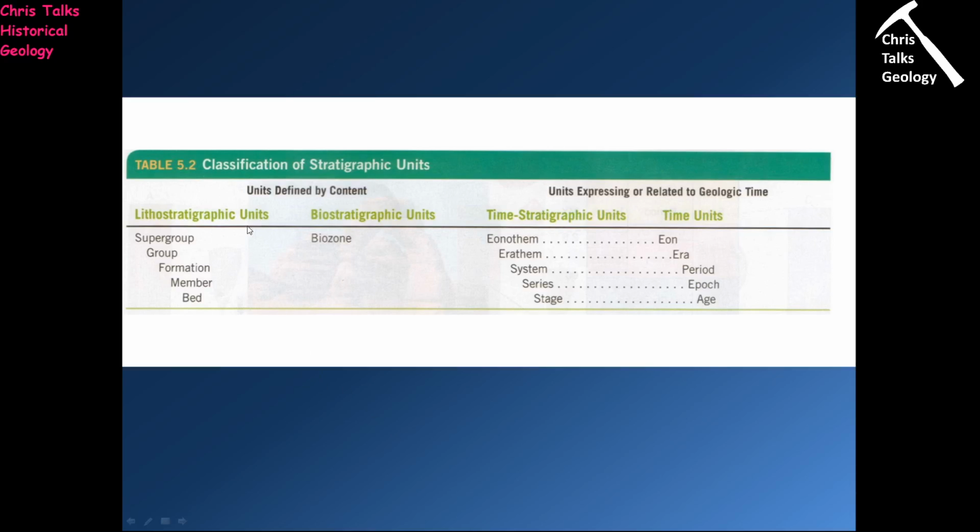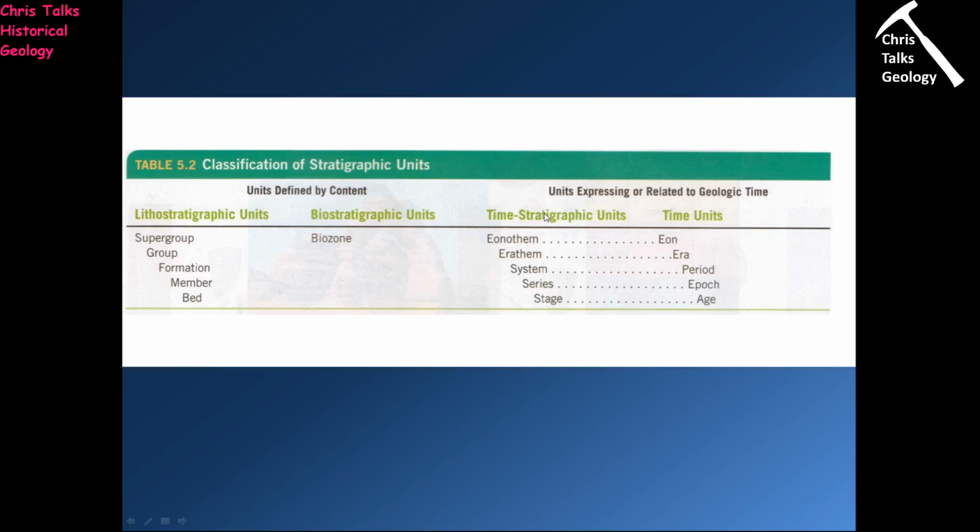So here we go again. We have our units which are defined by the contents. Lithostratigraphic units are focused on the rocks. So that's beds, members, formations, groups, and supergroups. Essentially, the higher you go in the list, the more layers of rock you have in your package. Then we have the biostratigraphic units, and those are defined using biozones, which are based on fossils. So you're not really worried about what the rock is made of, you're only concerned with the fossils. But in both cases, we are looking at what's in the rock.